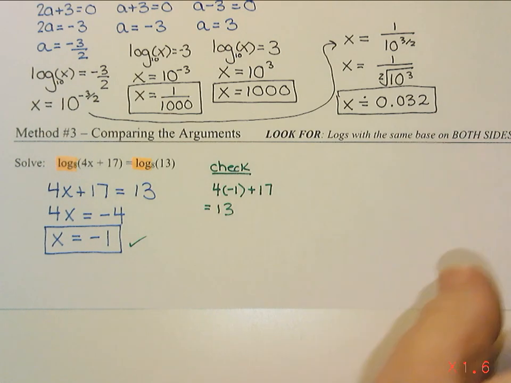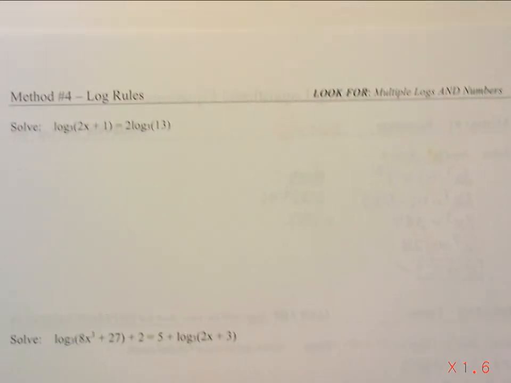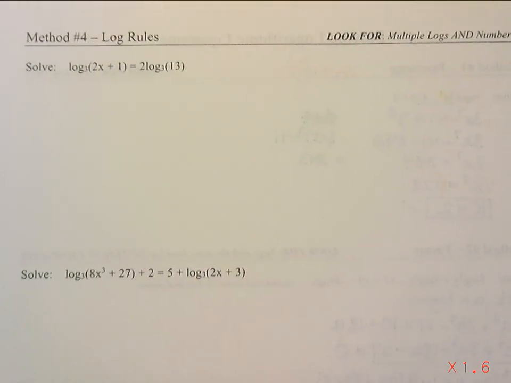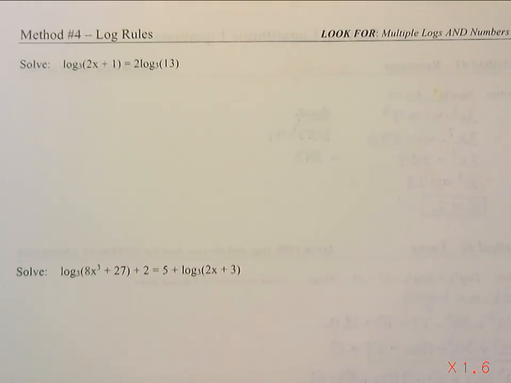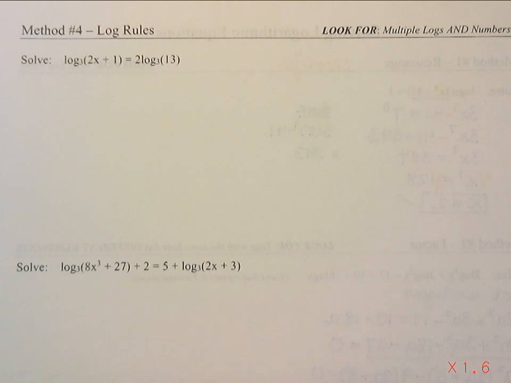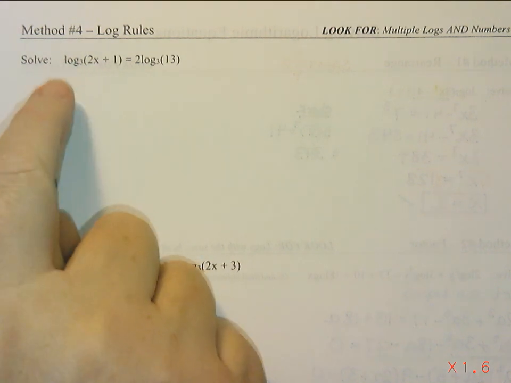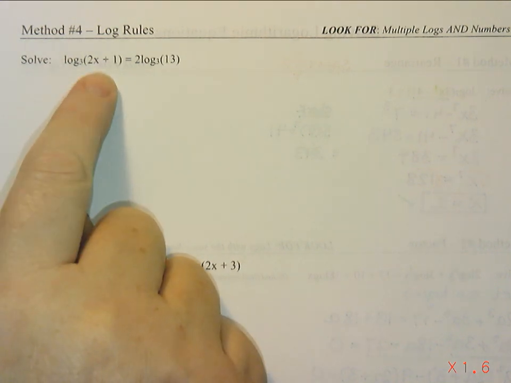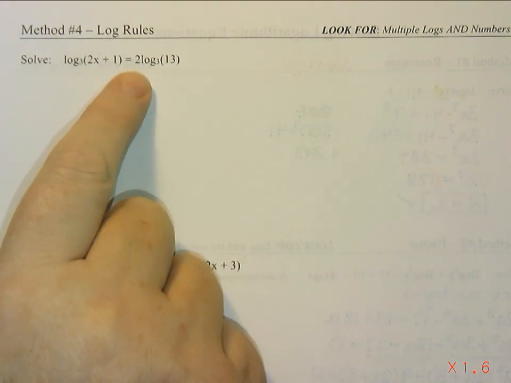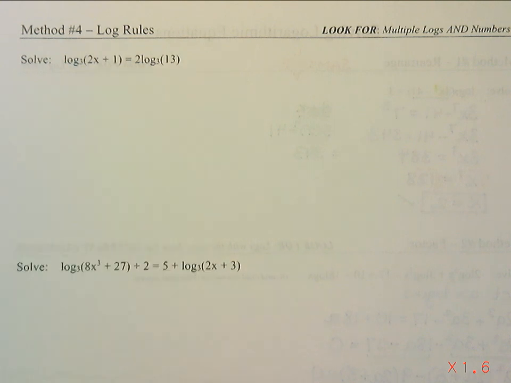Okay, we're going to take a look at the next page. So our last method that we have here is using log rules. So we learned log rules in unit number 1, we used them in unit number 2, and then here we are in unit number 3, and we are still using them. So if I take a look at this equation, I have log base 3 of 2x plus 1 equals 2 times log base 3 of 13.